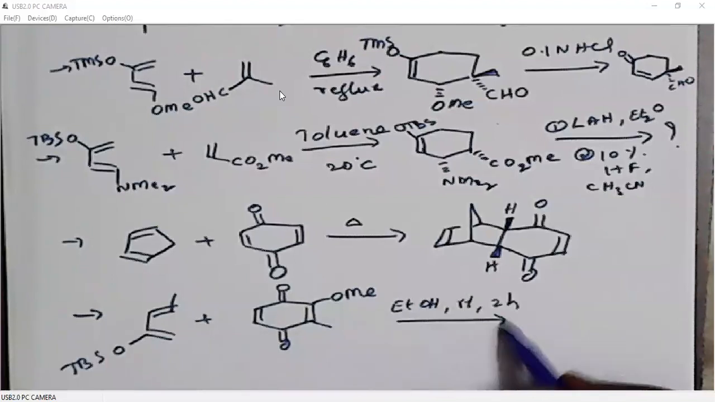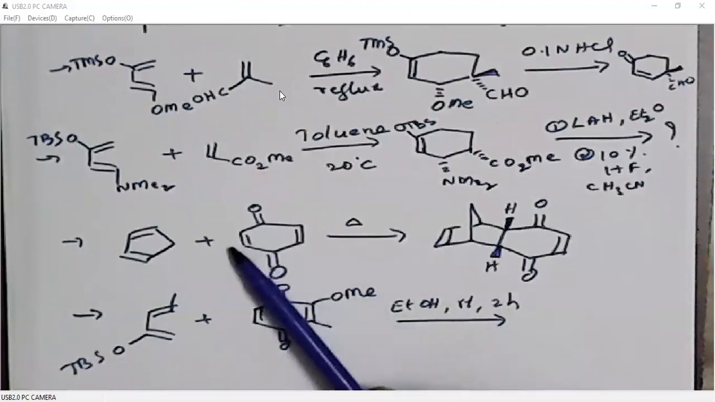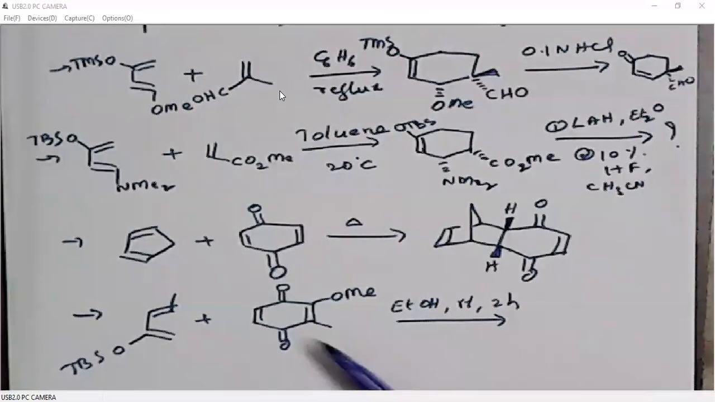In this case, the important point is we have two possible dienophiles. Which one will act as a dienophile? In the symmetrical case, any of them is okay. But here these two are different. So which one will act as a dienophile in this case?